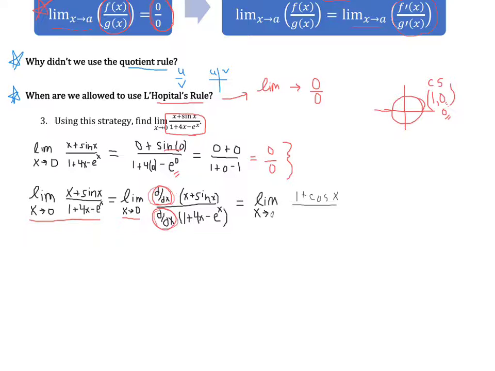let's see, the derivative of 1 is 0. The derivative of 4x is 4. Remember, that's going to be 4x to the first, so that's really 4x to the 0, so it's just 4. And then negative e to the x power.